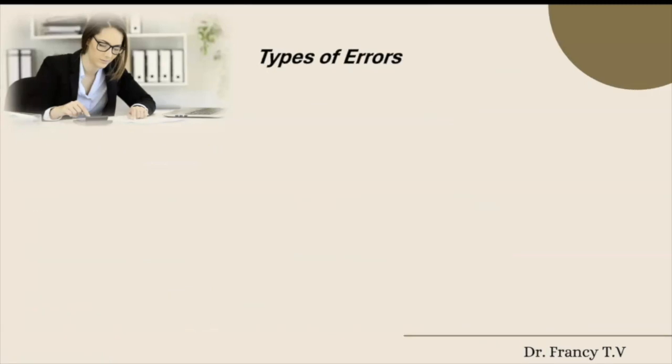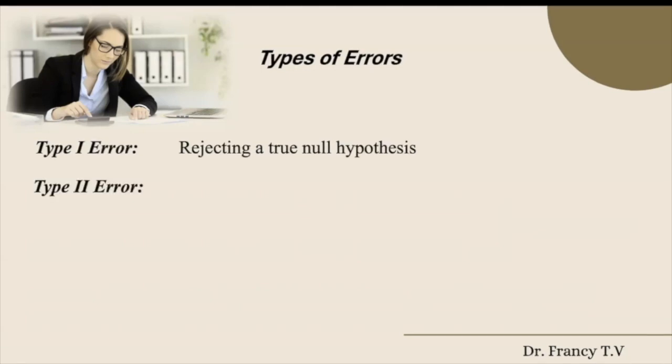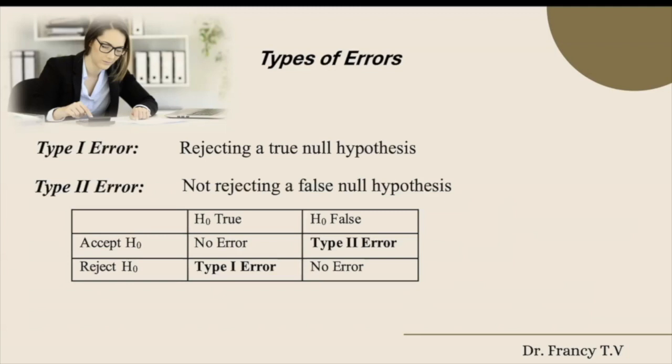Next, we will discuss types of errors. The decision to reject or not to reject a null hypothesis is based on samples. Hence, there is every possibility of committing errors. Two types of errors are defined. Type 1 error, rejecting a true null hypothesis. Type 2 error, not rejecting a false null hypothesis. Usually, this can be expressed in the form of a matrix as follows.